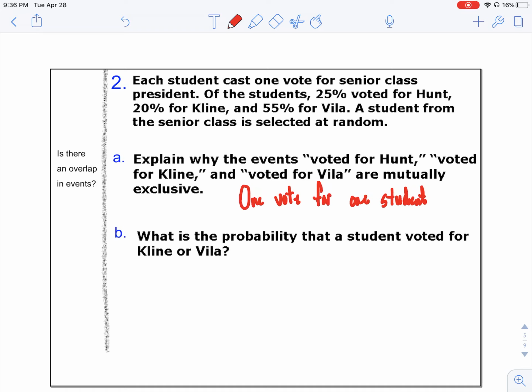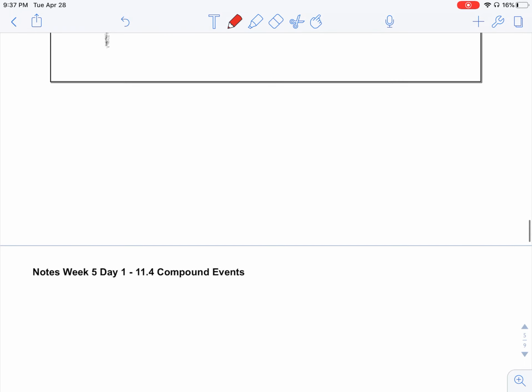So the probability a student voted for Klein or Villa, remember, or means we're going to add, and these are mutually exclusive, so we can just add them together, and that's our probability of one or the other. So 55 for Villa, 20% for Klein would give me a total of 75% that one student voted for one or the other. Okay, those events are mutually exclusive. There is no overlap there.